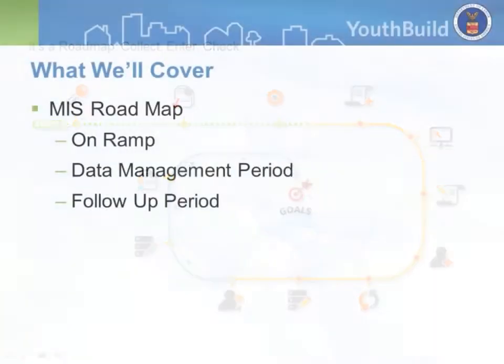We're going to look at the three main sections of the roadmap: the on-ramp, the data management period, and the follow-up period, and talk about tools and resources that will help with the data management associated with each of these sections. While the tools we talk about during this video refer specifically to Department of Labor MIS data entry and timeframes, the main ideas and tools can be applied to any data points you wish.